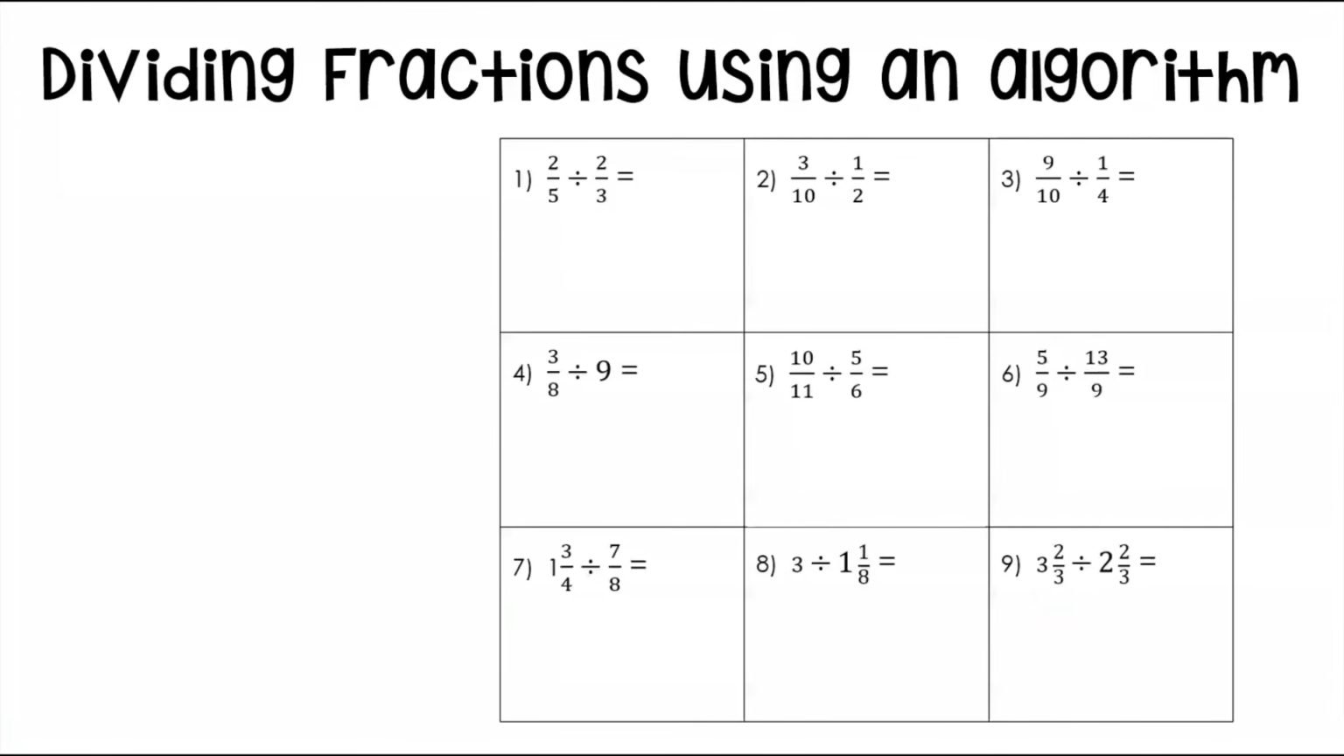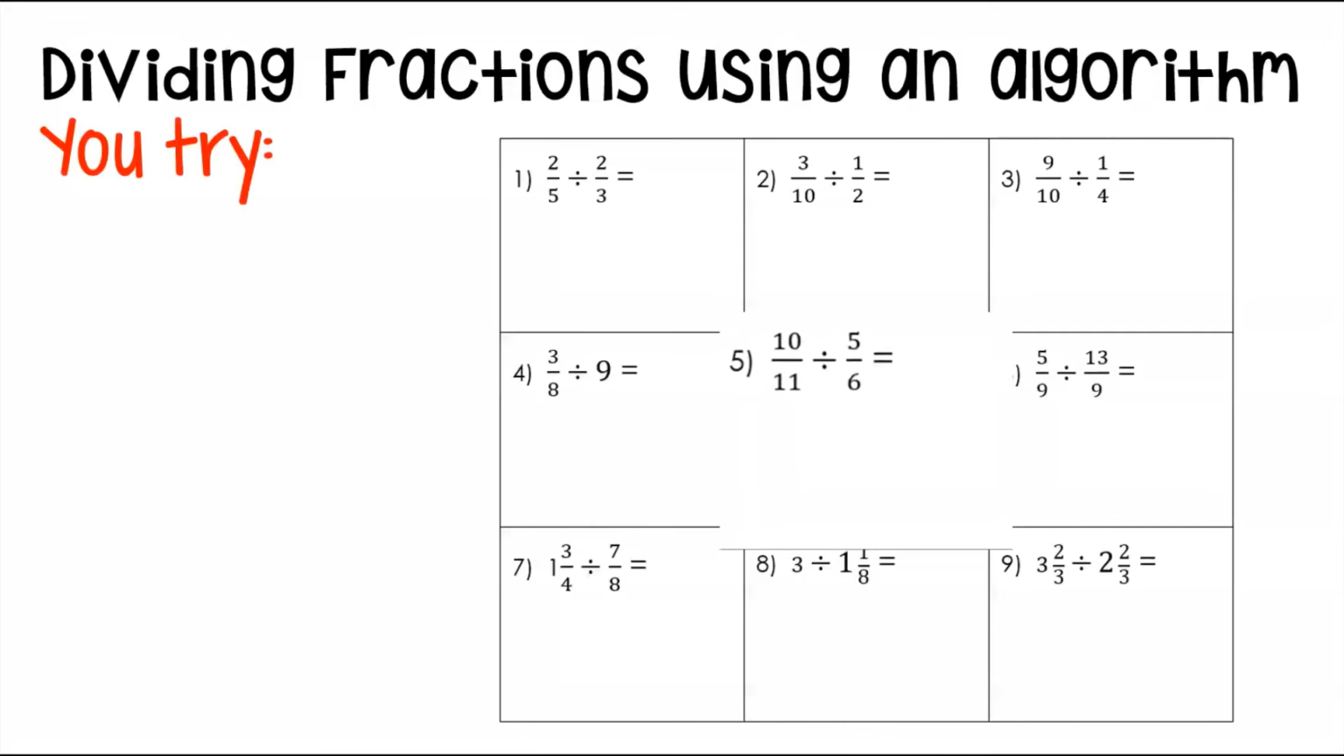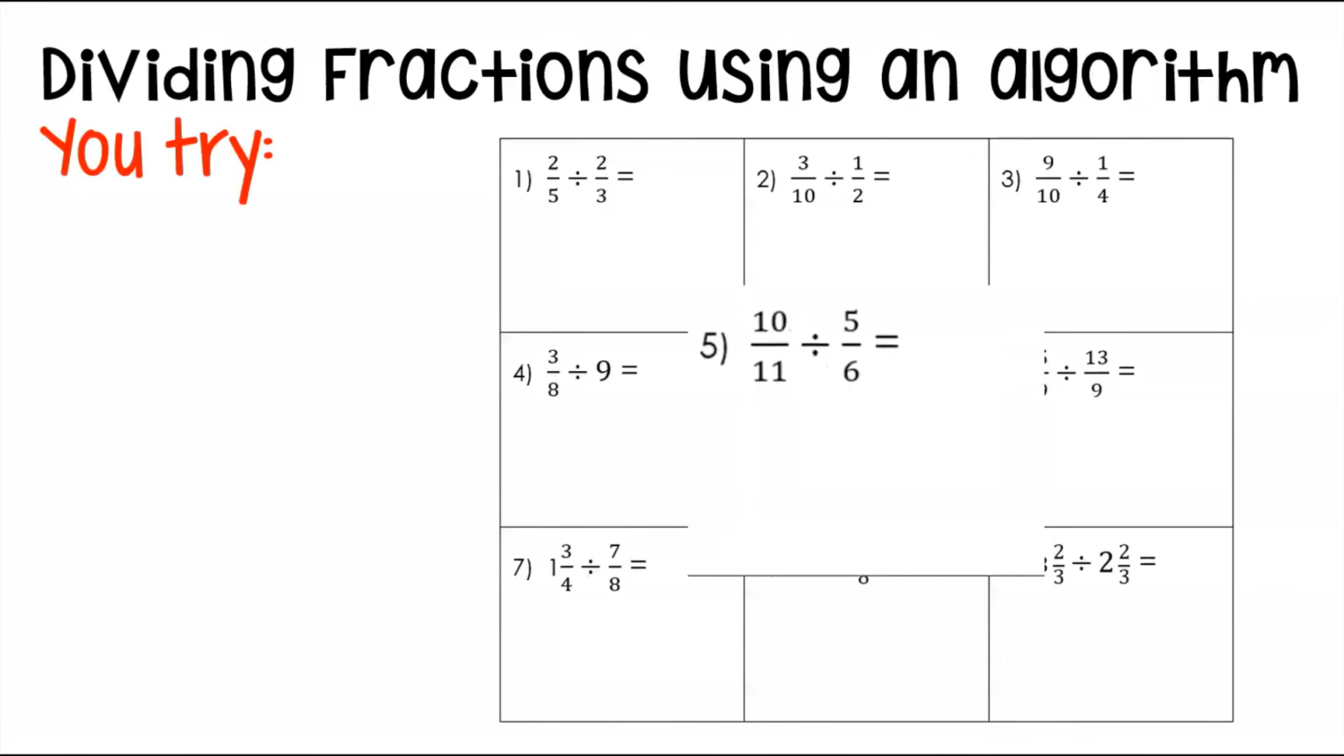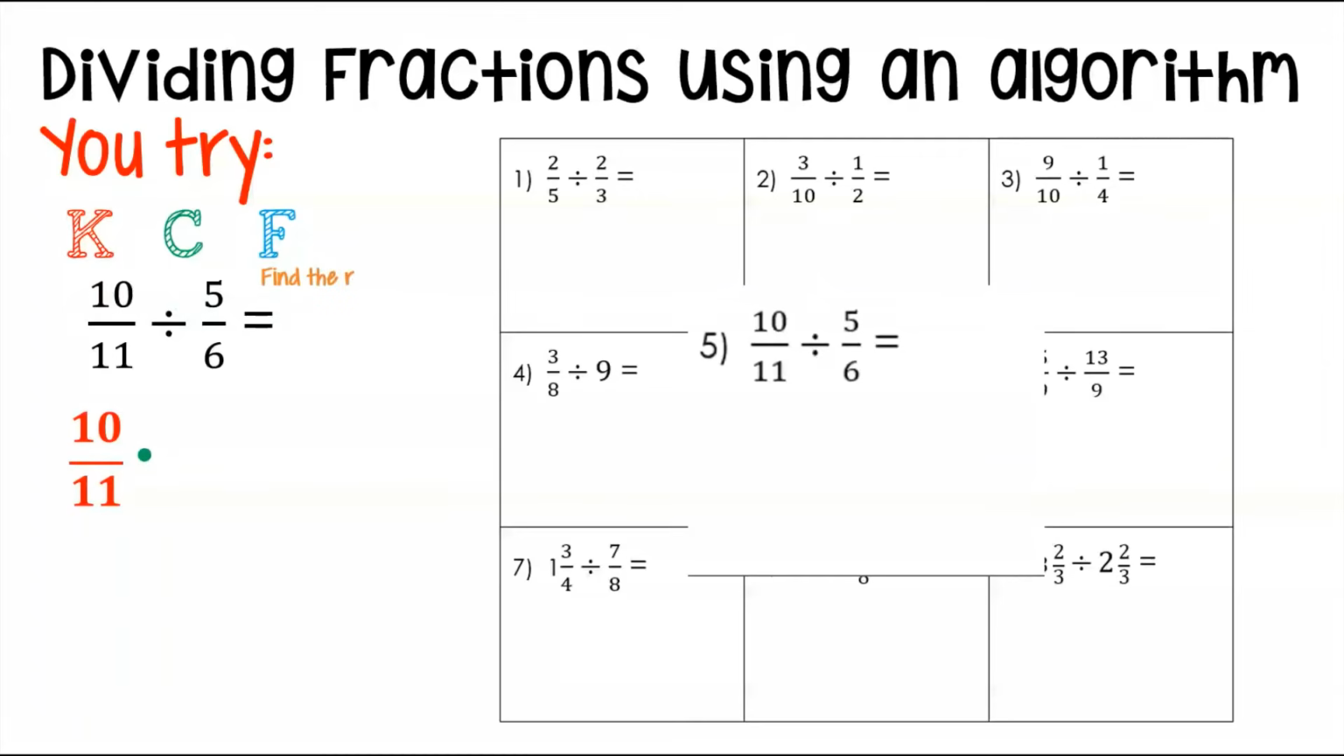All right, now let's try question number 5. 10/11 divided by 5/6. First, we're going to keep the first fraction, which is 10/11. Then we'll change the division into multiplication, and then we will flip or find the reciprocal of the second fraction, which makes 5/6 into 6/5. Then we simply multiply across. 10 times 6 is 60, 11 times 5 is 55.